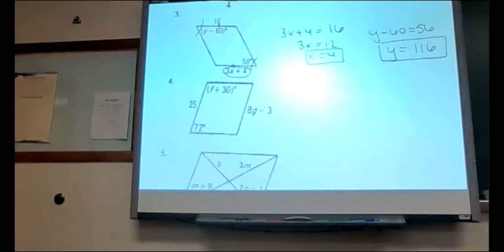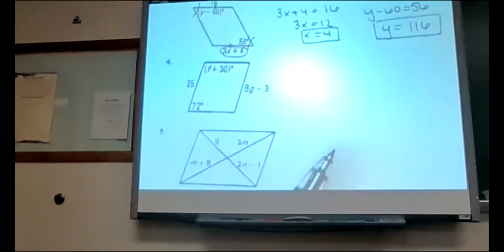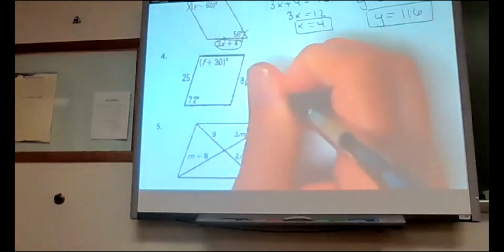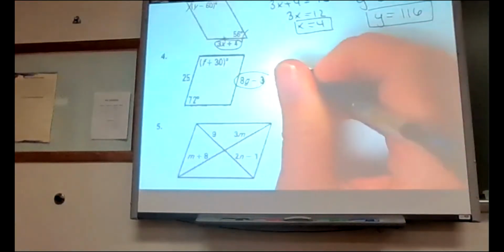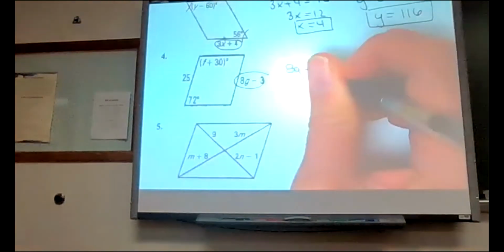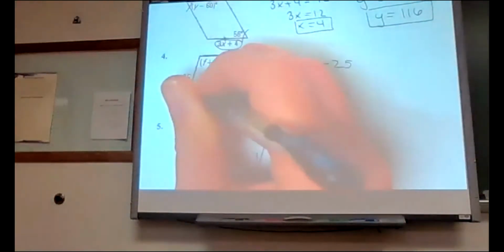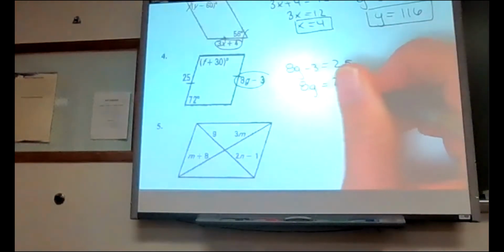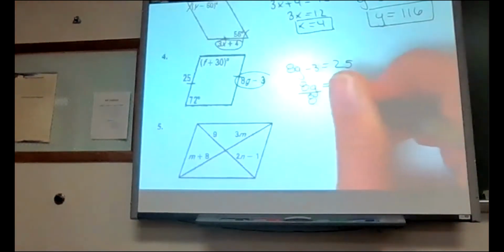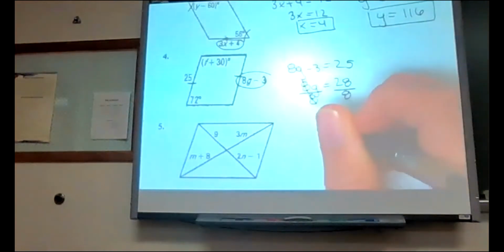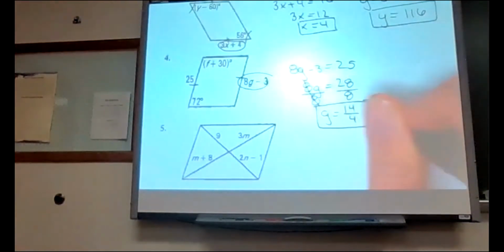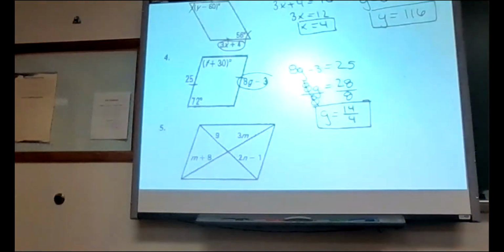So they get progressively more challenging, adding more properties. I think that's a G. 8G subtract 3. What would that be equivalent to? 25. Yep, opposite sides congruent. Add 3. So 8G equals 28. Divide by 8, that's not going to go in evenly, but I can reduce it to 14/4. And 3.5 would be fine too.